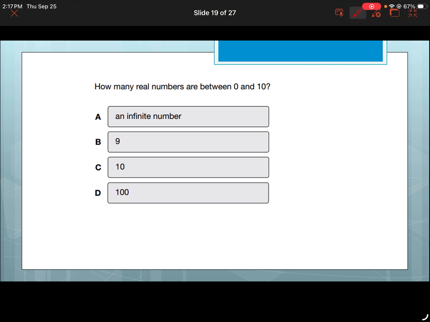So how many real numbers are there between 0 and 10? Well, people think about, is there 9, is there 10, is there 100, because decimals, but we talked about real numbers. That's basically any number that we can think of in between 0 and 10. There's infinite of them, isn't there? Because if you think there's ever a limit, I'm just going to tell you another one that you probably didn't think of. So an infinite number is your answer here.